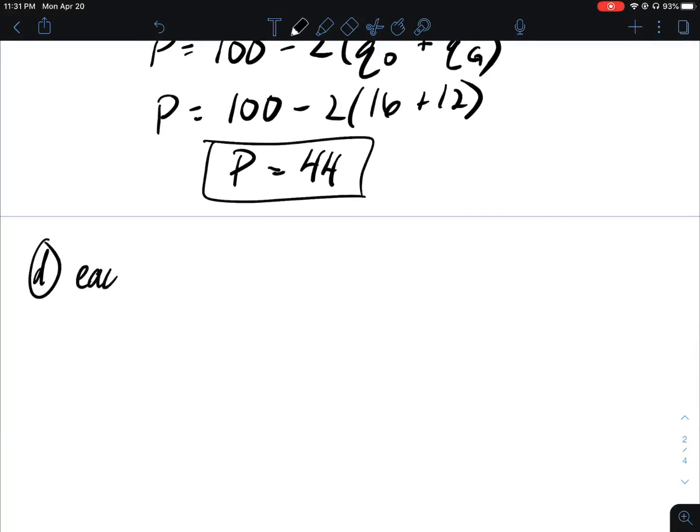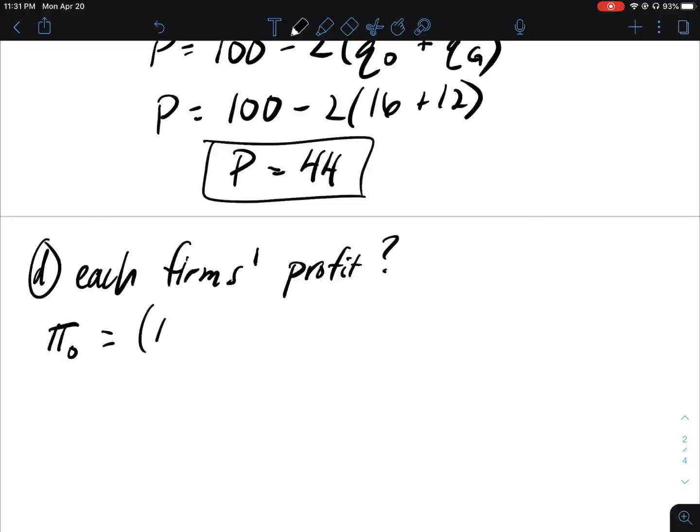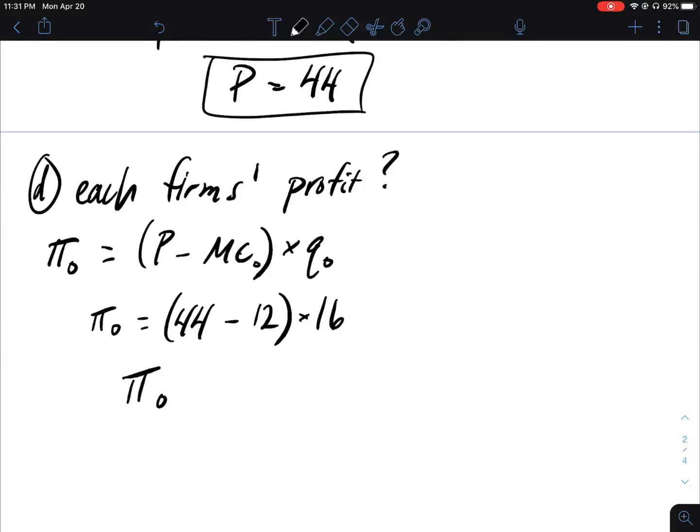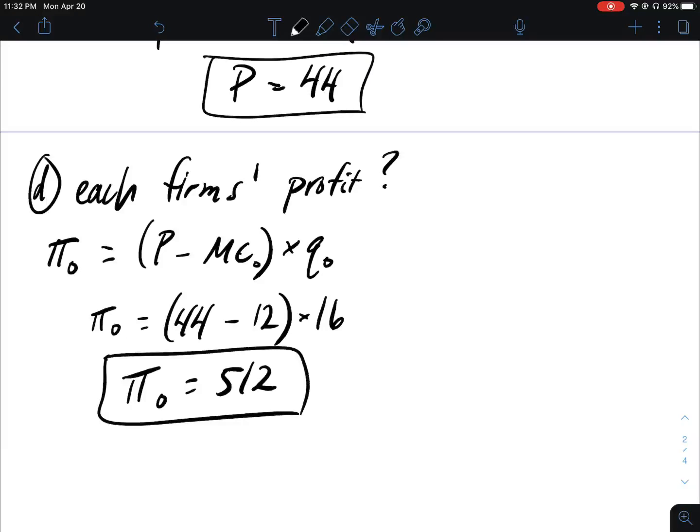And last but not least, let's figure out the profits. Let's start off with the profit for firm O. So we have our same equation, P minus the marginal cost of O times the quantity of O. And so we sub in 44 minus 12 times 16. And so firm O's profit is equal to 512.